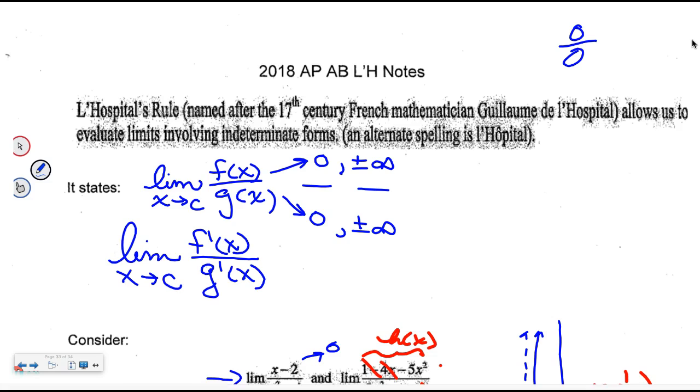Anyway, it says if you take the derivative of the top and the derivative of the bottom, you can replug this in, and that can be your answer. So it says you're allowed to take the derivatives as long as you get one of the indeterminate forms. Does that make sense? So let's go try it with the 2 we just did.